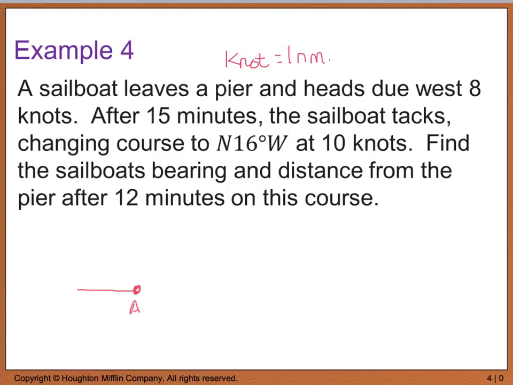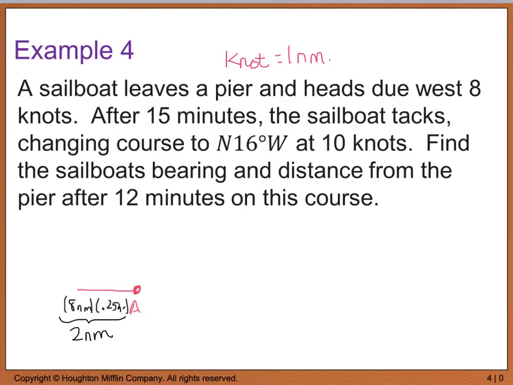So if I'm going 8 miles per hour, to find the total distance, you have to multiply it by a unit of time. Same thing with a knot. If I'm traveling 8 knots due west, I need to multiply it by a unit of time to get the total distance. In this case, it says after 15 minutes, the sailboat tacks and changes course. So for 15 minutes, we are going 8 nautical miles per hour, and 15 minutes is a quarter of an hour. So I'm going to take that 8 NM and multiply it by 0.25 hours, and 8 times 0.25 is equal to 2 nautical miles. So that's my total distance here.